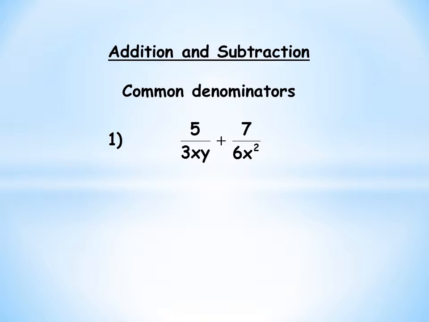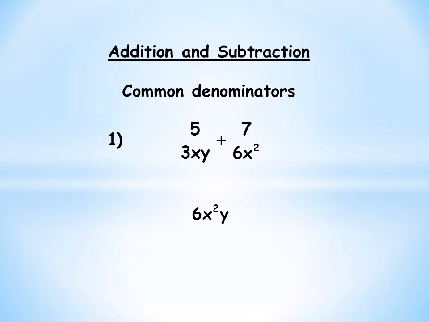So if you're going to look at 3xy and 6x squared, one way to find a common denominator is to write down the first expression, so write down 3xy, and then take a look at the second expression and say, well, what does the second expression have that the first one does not? Well, the second one has a 6, so I need to at least have a 6 in here. This one has 2 x's, so I need to have at least 2 x's, and then of course I already have the y, which means my common denominator would be 6x squared y.